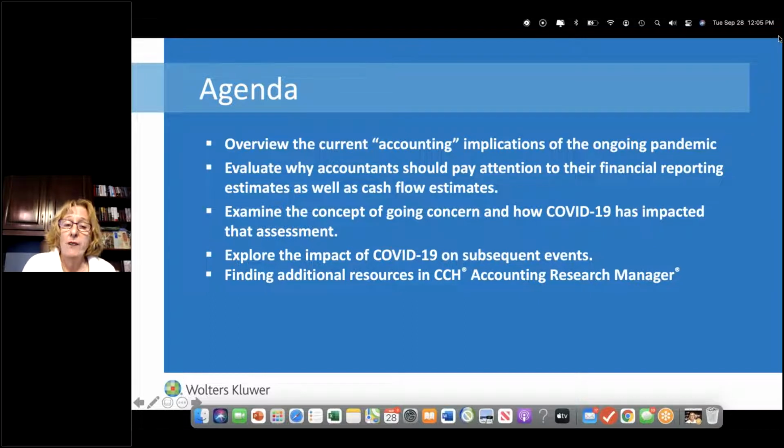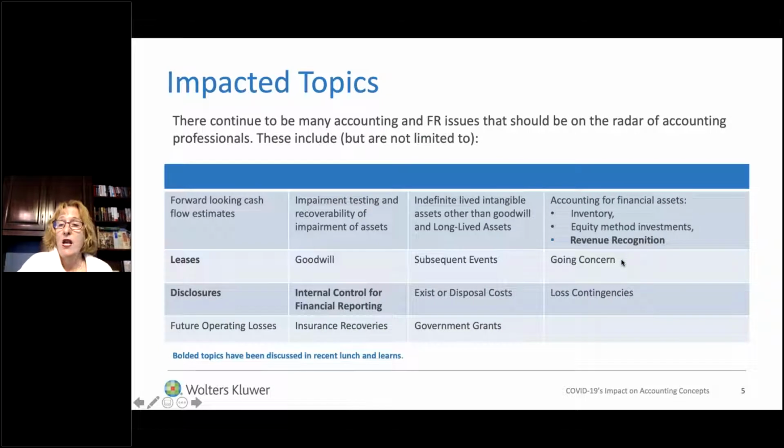Then we'll also talk about the impact of COVID on subsequent events. Okay, subsequent events, we always think about something that happens subsequent to the filing of the financial statements, but before you actually release them. So we'll talk about things you need to consider in that realm. And then Beth will give you an overview of the CCH Accounting Research Manager.